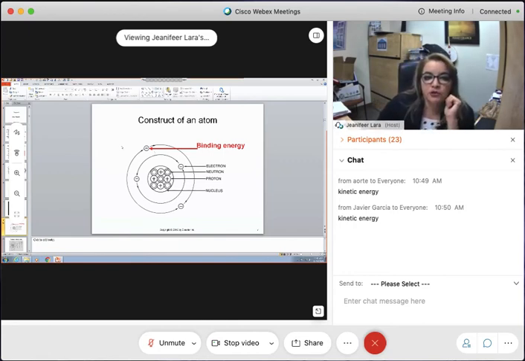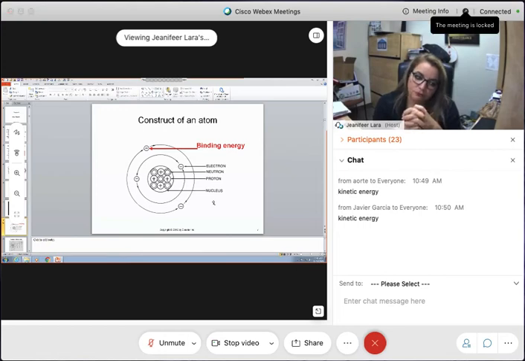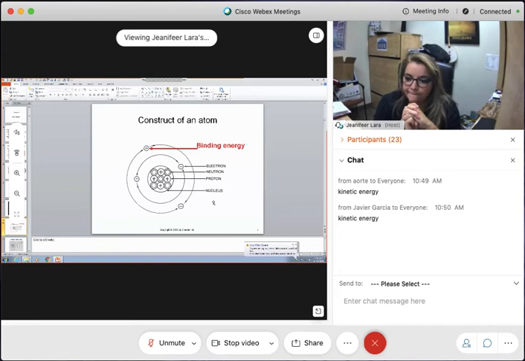Electrons are constantly spinning around the nucleus. Binding energy holds the electron to its shell. Okay, any questions before we move forward?